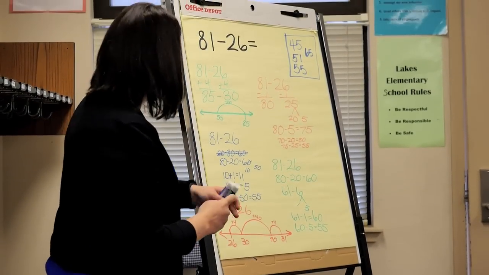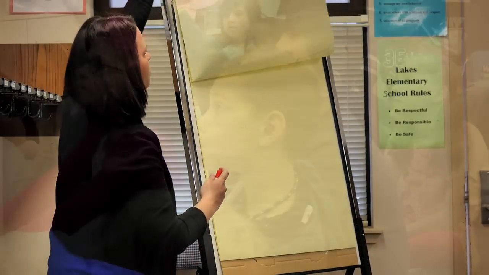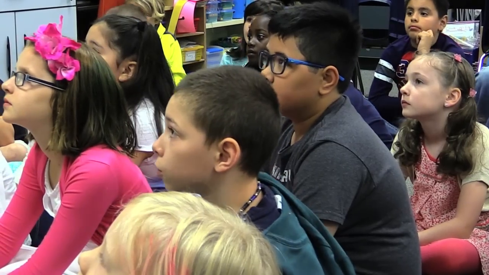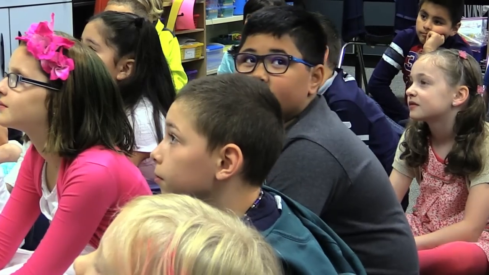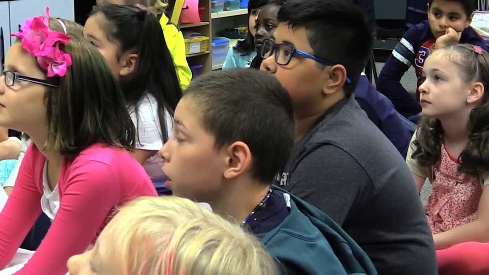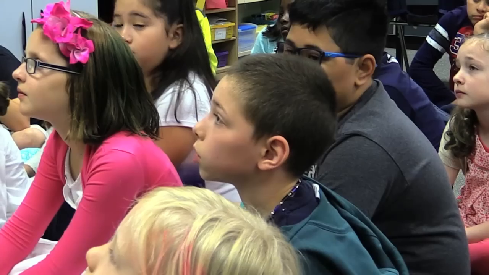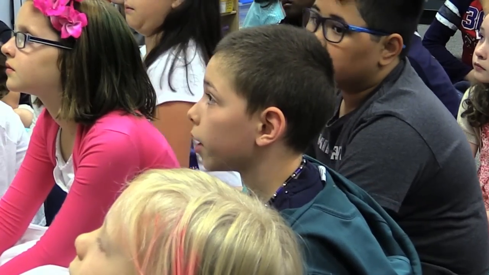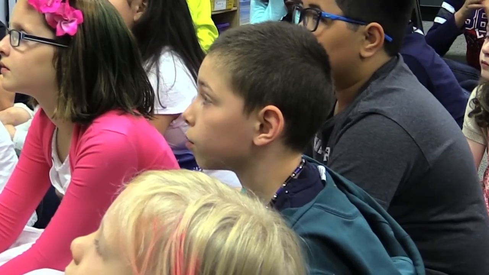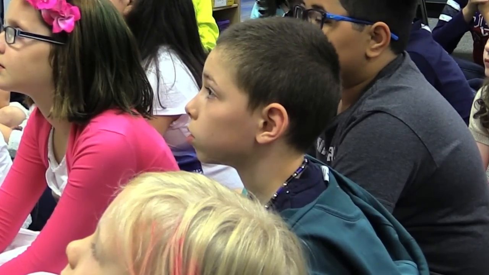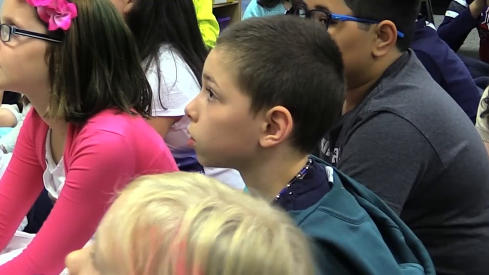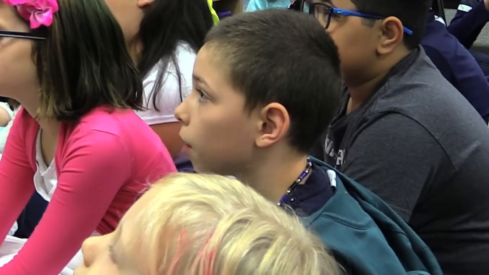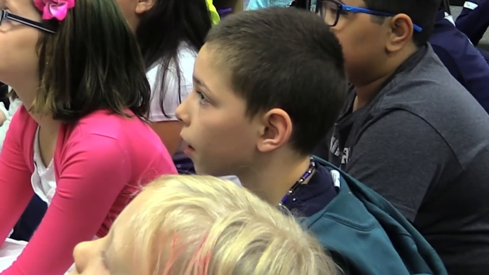Okay, other ideas. We're running out of room. We're going to have to run paper. Okay. Mason. I decomposed the subtrahend. You decomposed the subtrahend. Okay. Tell me about it. I decomposed 26 into 20 and a 6. Okay. So I did 81 minus 20 equals 61. And then I minus 6, which got me to 55.